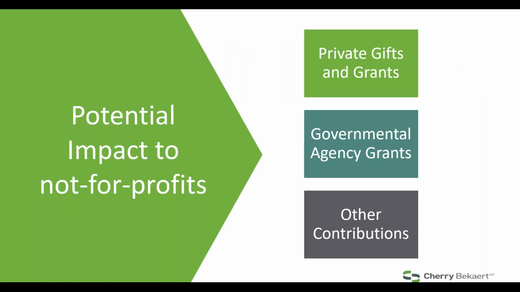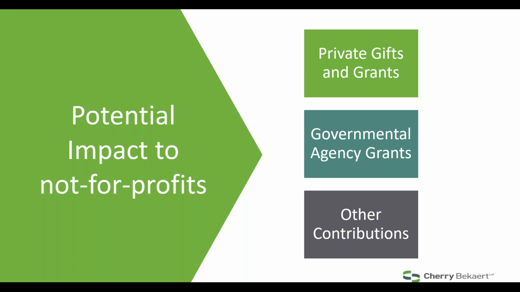So, I just talked at a high level about the standards. So where does this really impact all of us? The key impact areas for not-for-profits will be in private gifts and grants, government agencies, and other contributions. And why is that? One of the premises that has always been sort of embedded when we think about government grants and certain types of grants is that the government does not make a contribution to not-for-profits. So therefore, you could never have a situation where a government agency is making a contribution to a not-for-profit.